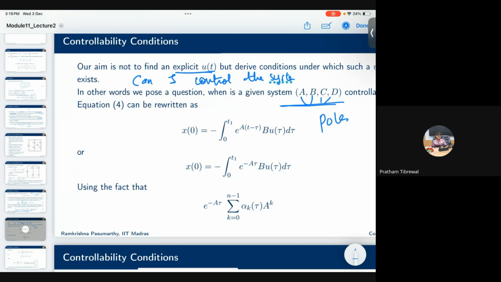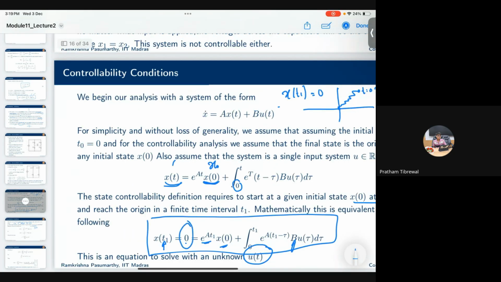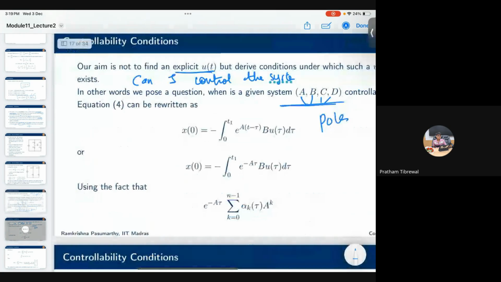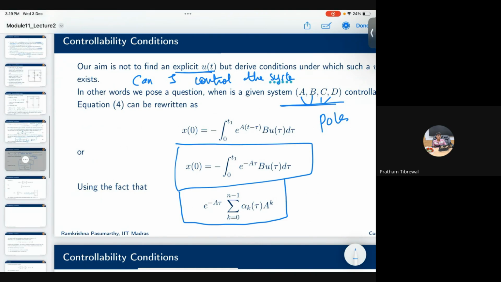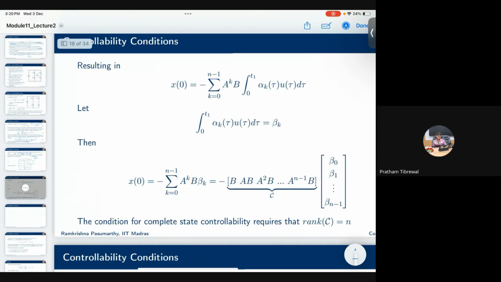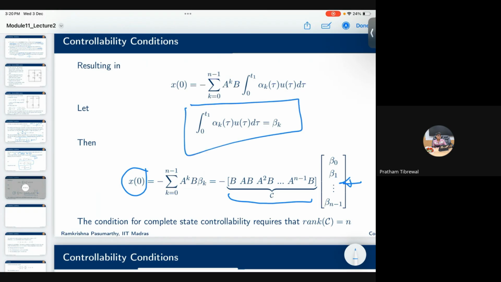This is 0. I have the unknown as u tau, and I say under what conditions the solution will exist. I can rearrange terms, and I get something like this. Then a simple expansion of e power A tau will look like this; those details we will skip. So I now have an equation which has the initial state here, a matrix here, and this beta. This beta is computed as a function of u tau.